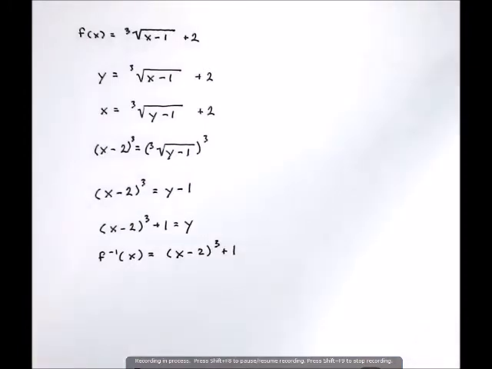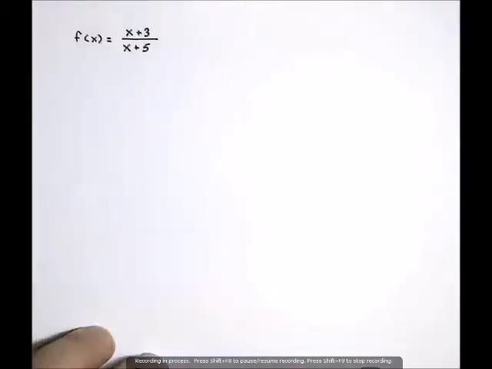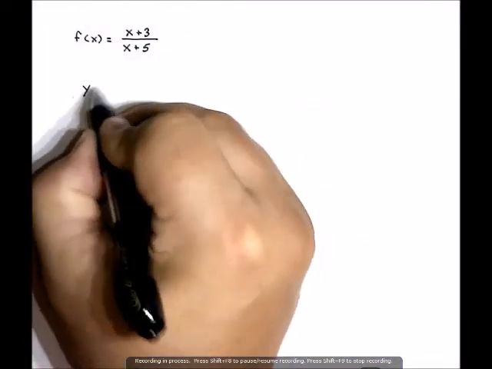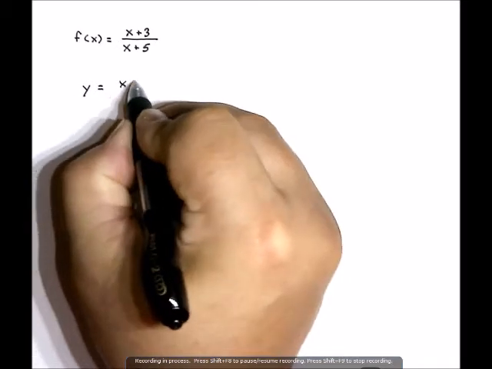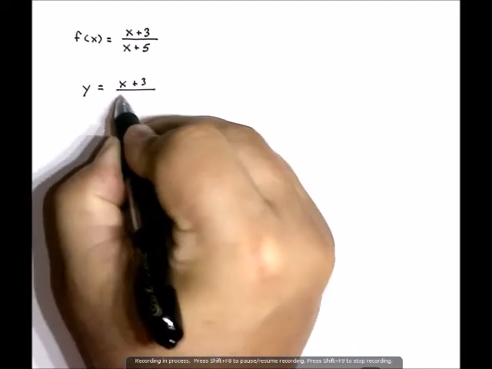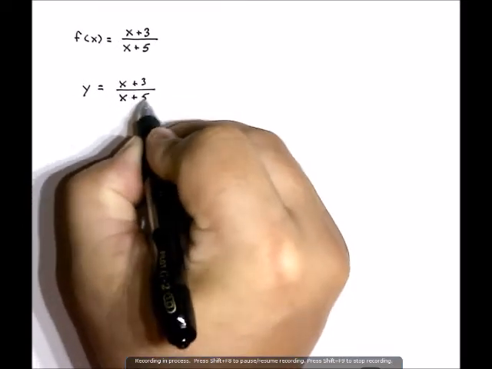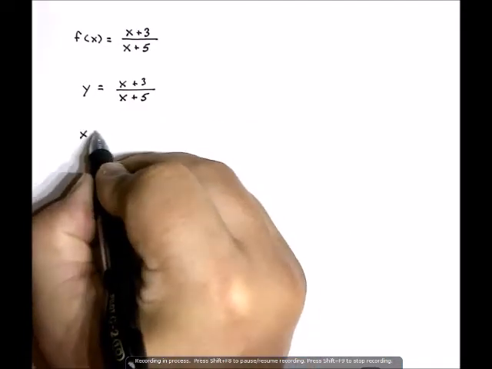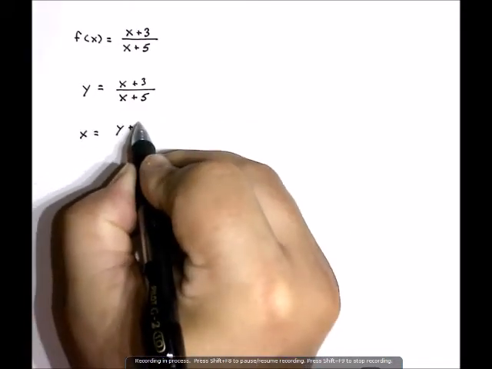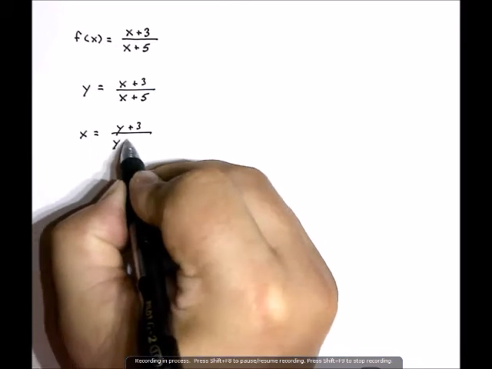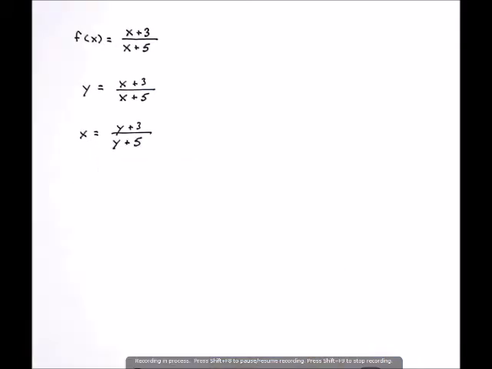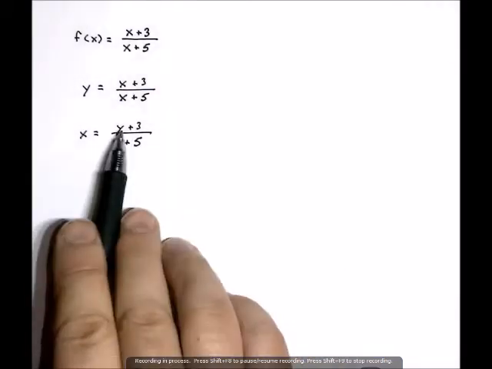Now let's try a really hard one. And this is about as bad as they're going to get. Steps are exactly the same. Replace f of x with y. And then swap the x's and the y's. And you'll note that I had to replace both of those x's with y's.